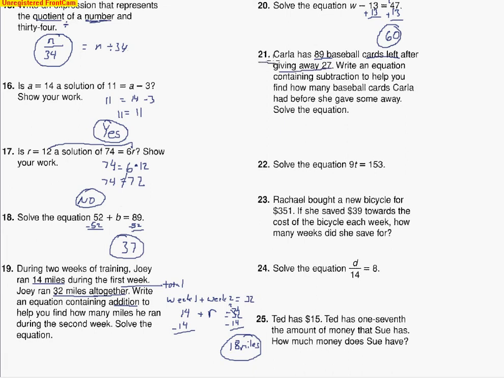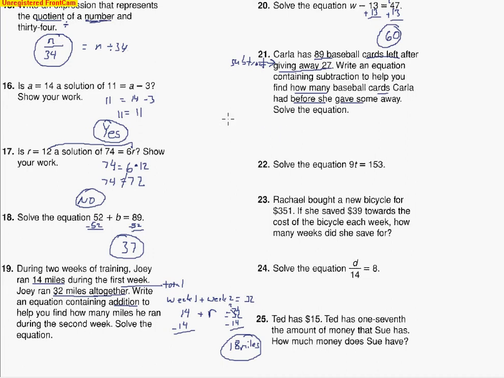Giveaway means they subtracted. So we're going to end up setting up a subtraction problem here. And it even says, write an equation containing subtraction to help find out how many cards Carla had before she gave some away. So she had more before she gave some away. So let's go ahead and do that.